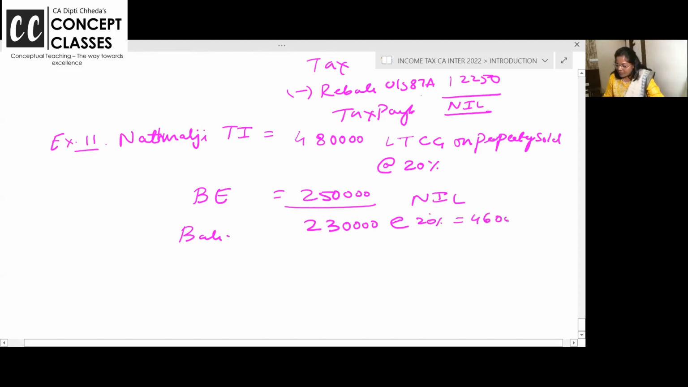Someone is saying 5%. I am saying this income is long-term capital gain. It's a special income.